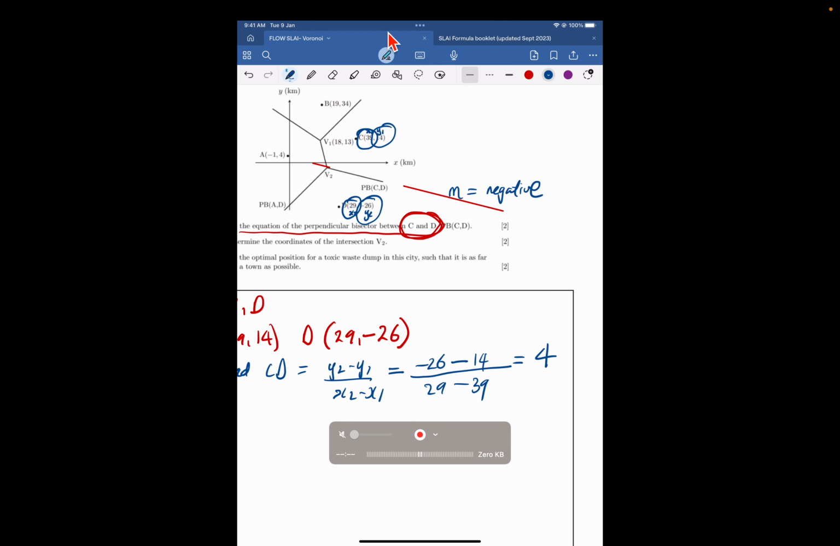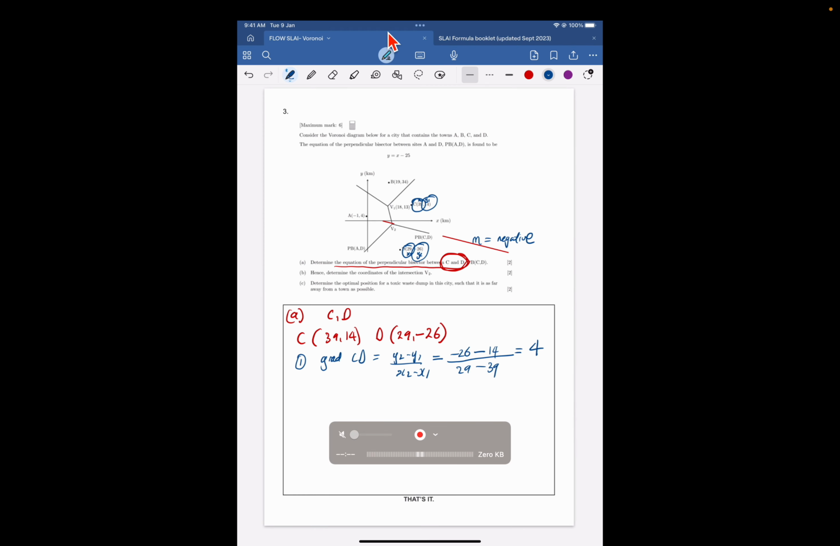Immediately I'm going to find the gradient of the perpendicular to CD. Now this is 4 over 1 here, so it's 1 over 4 and a negative. That's the gradient of this line here. That's great news, because we said it was going to be negative.